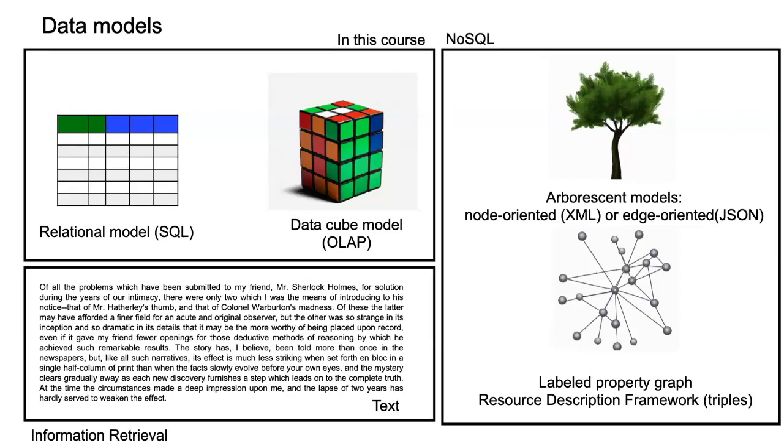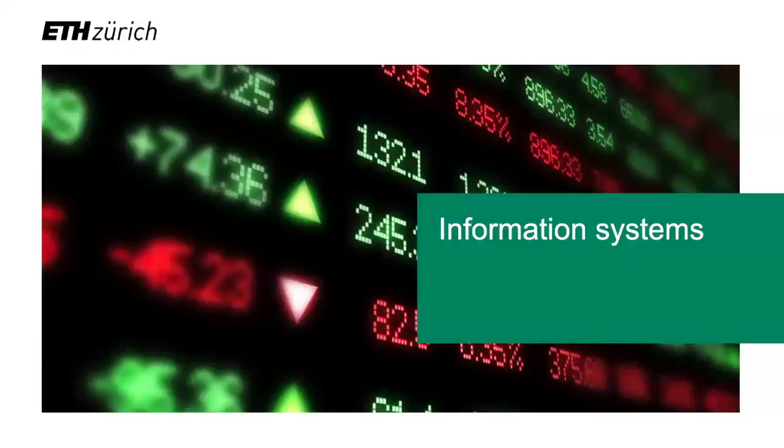Okay, so these are models. Now, these two, tables and cubes, we'll cover in that course. The ones with trees and graphs are called NoSQL. NoSQL was also a hype at some point. It means not only SQL, even though some people think it means no SQL at all, but it's a matter of interpretation. And then text, that would be LLMs or information retrieval, ChatGPT, and so on.